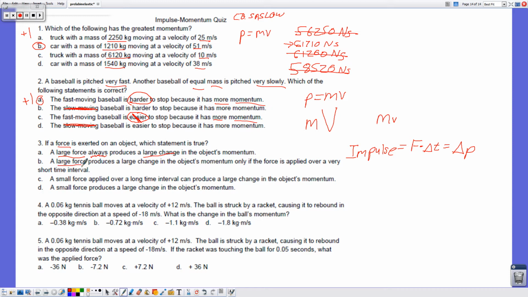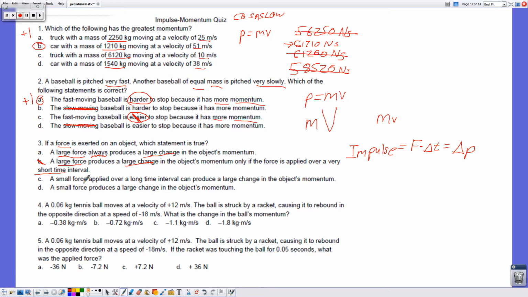Okay, here we go. A large force produces a large change only if the force is applied over a very short time interval. So they're saying if this is big and this is small, this will be big. That doesn't seem right to me.